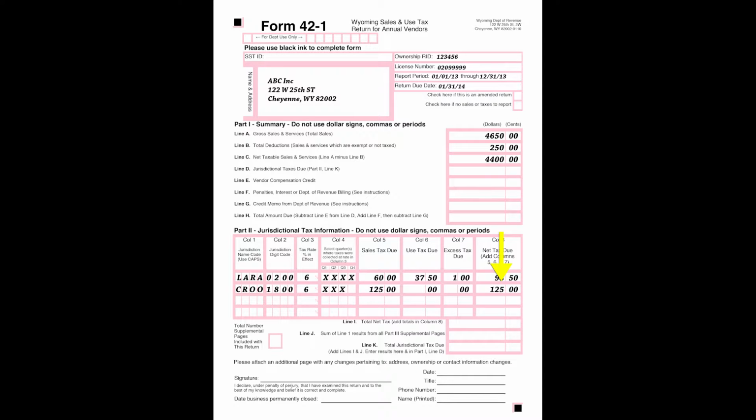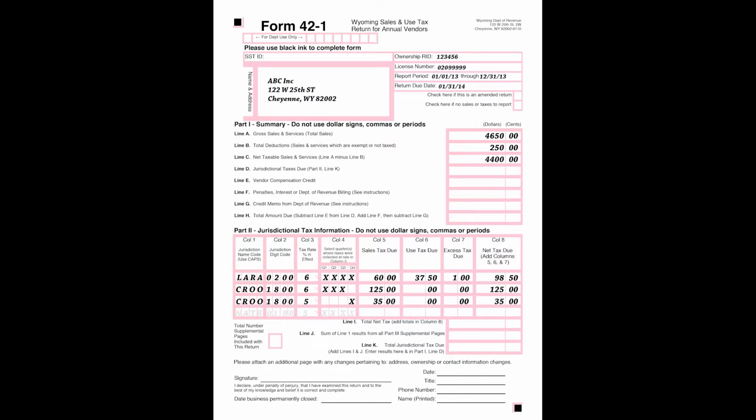The vendor also had sales in the fourth quarter in Crook County. However, the tax rate had dropped from 6% down to 5%. To record this, you will list the jurisdictional codes again in columns 1 through 3, and then place an X in quarter number 4 in column 4. The vendor had sales of $700 in the fourth quarter, so they would record the tax collected of $35 into column 5. Again, there was no excess tax collected, so you will enter the amount of tax collected into column 8.